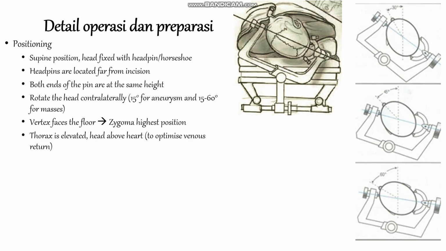The patient is positioned supine with the head fixed using a headpin or horseshoe. The headpins should be located far from the incision, and both ends of the pin should be at the same height. And we should rotate the head contralaterally around 15 to 60 degrees according to our needs. The vertex should face the floor so that the zygoma faces the highest position, and the thorax is elevated and the head is above the heart to optimize the venous return.